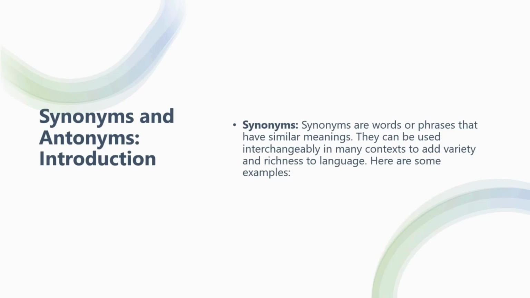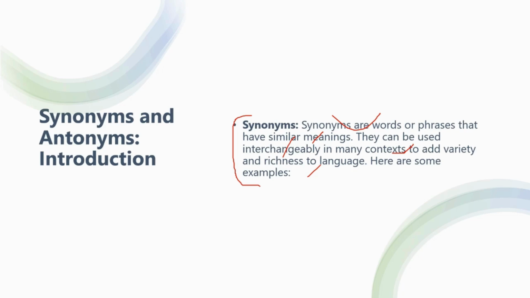Synonym: syn means similar; antonym: anti means different. So let's talk about synonyms and antonyms. Let's start with the definition. Synonyms are the words or phrases that have similar meanings. They can be used interchangeably in many contexts to add variety and richness to language. Here are some examples. So these are the words that have interrelated meanings.